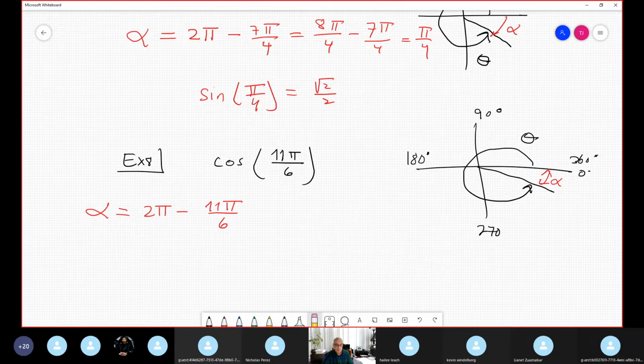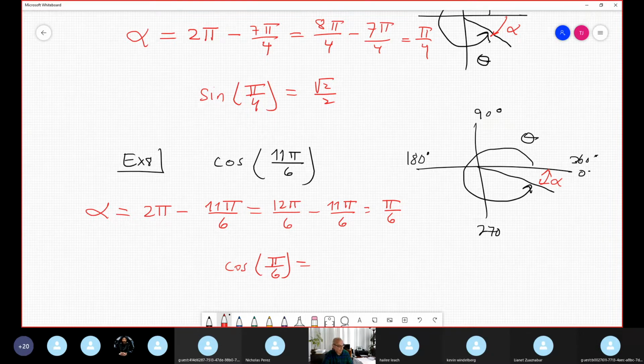But 2 pi expressed with a common denominator 6 is 12 pi over 6. So 12 pi over 6 minus 11 pi over 6. And 12 minus 11 is 1, so pi over 6. I discovered that the trigonometric function cosine of 11 pi over 6 is equivalent to cosine of pi over 6.